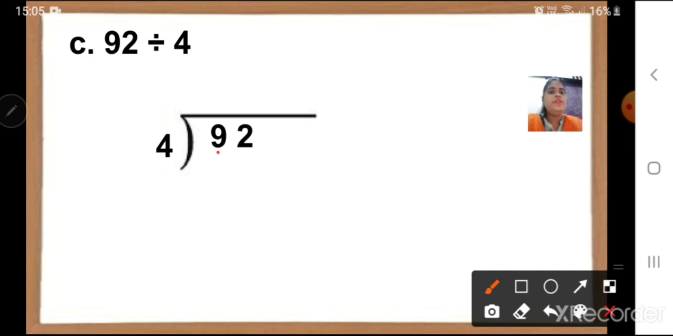Correct. So what will be the nearby number? 4 ones are 4, 4 twos are 8, 4 threes are 12. Now 4 threes are 12 is bigger than number 9. So we have to take 4 twos are 8. Correct? So we'll write here 4 is the divisor, 4 twos are 8. We'll write 8 below number 9. Then we'll put the minus sign and then we will subtract. Okay. 9 minus 8 is 1. So write here number 1.